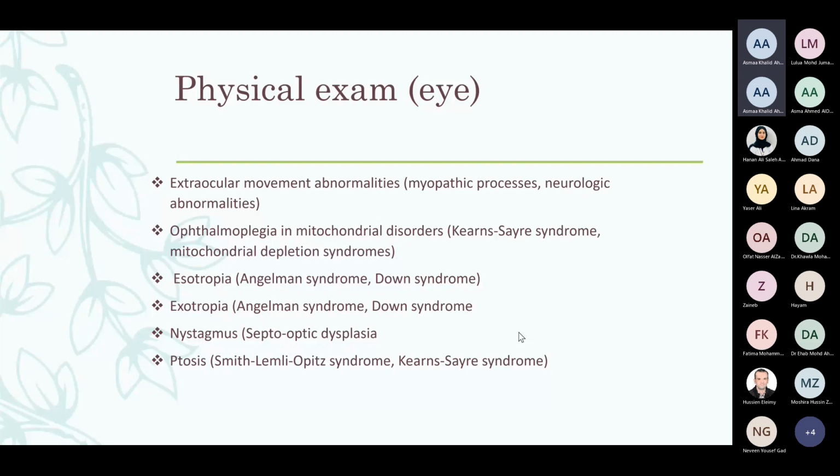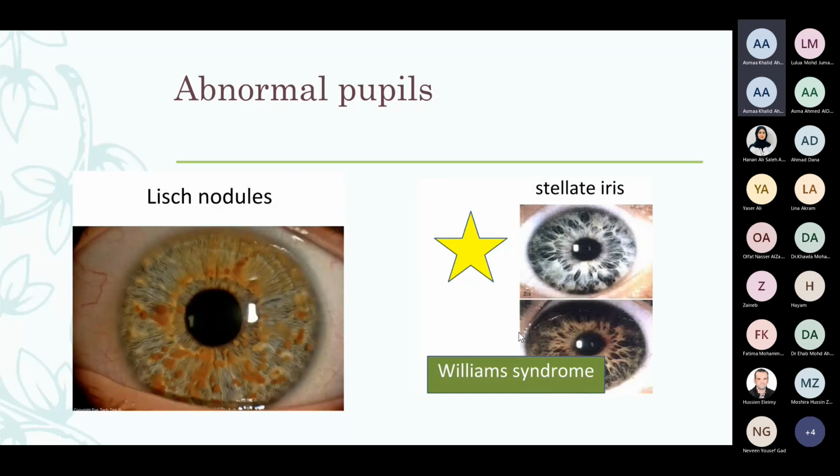Now, within the eye also comes the extraocular movement. This could be with myopathic processes or neurological abnormality. There is ophthalmoplegia that happens in mitochondrial disorders. There is esotropia like in Angelman or Down syndrome. Exotropia like in Angelman also and Down syndrome. Nystagmus, you can see in septo-optic dysplasia, and ptosis in Smith-Lemli-Opitz syndrome or cancer. Or abnormal pupil also, like Brushfield spots, which are in Down syndrome, or stellate iris, which is in Williams syndrome.